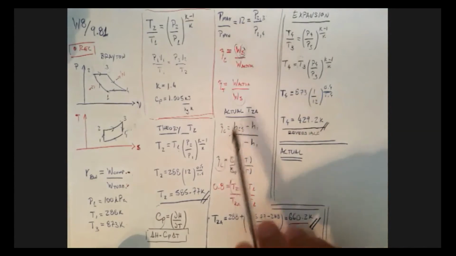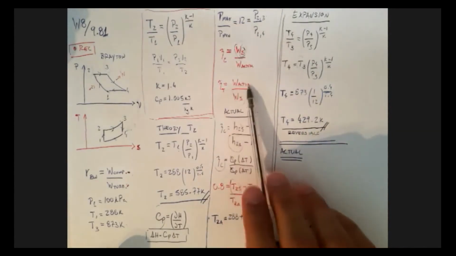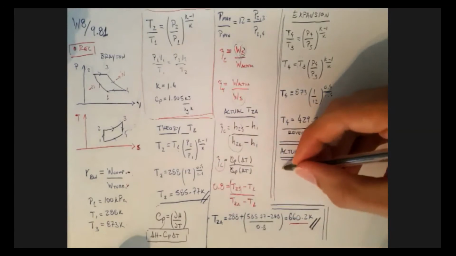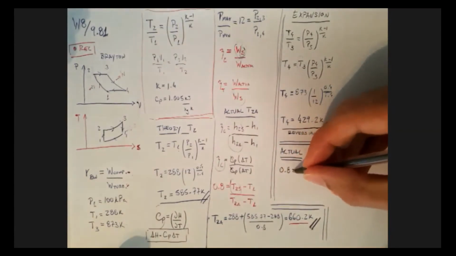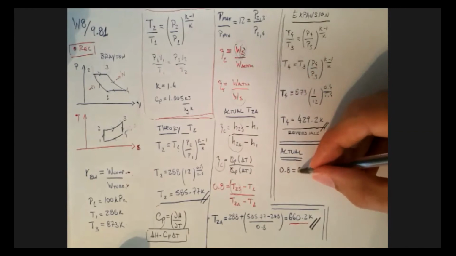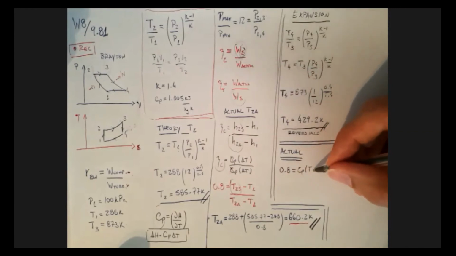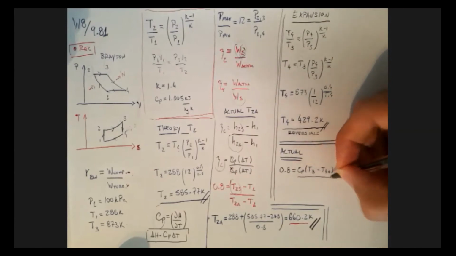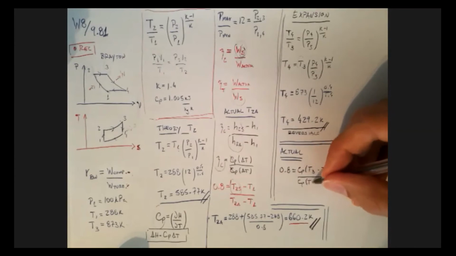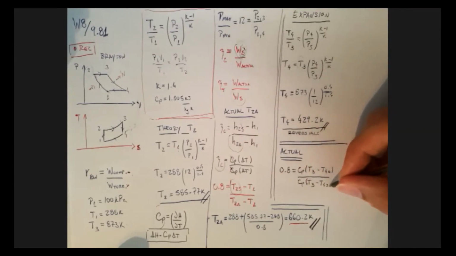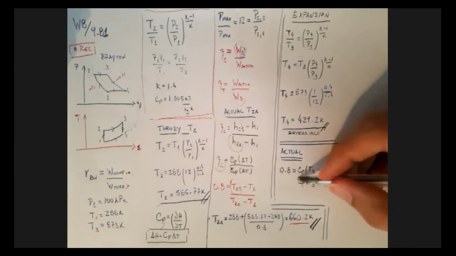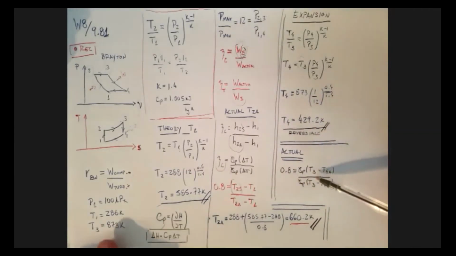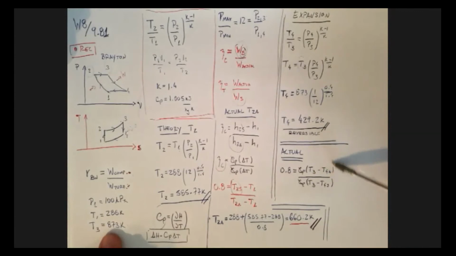Like before, my efficiency is going to be the actual over the isentropic, so that means 0.8 will be, what is my actual? It's going to be Cp (T3 minus T4 actual) divided by Cp (T3 minus T4 ideal). Cp's go away, and then T3 we have 873, T4 actual we don't, which is what we're looking for, and T4S we do, which is 429.